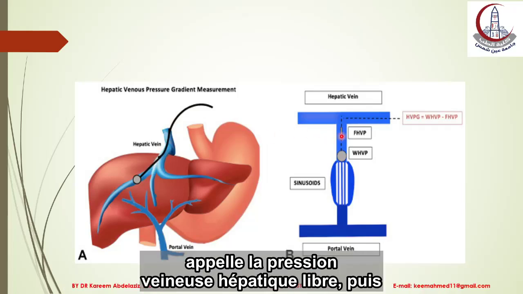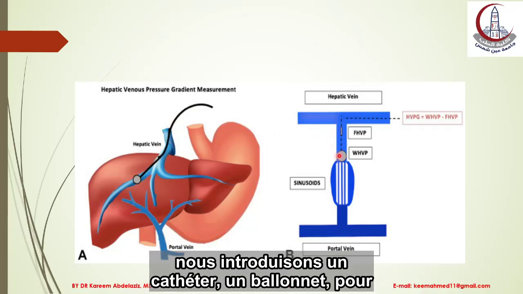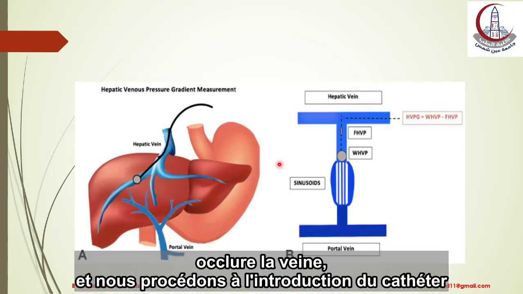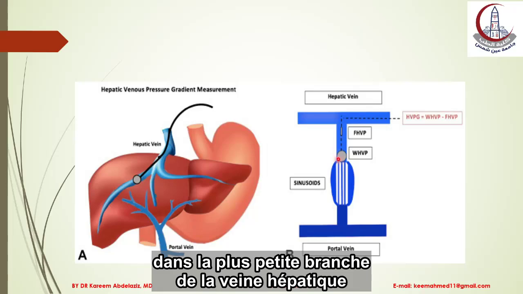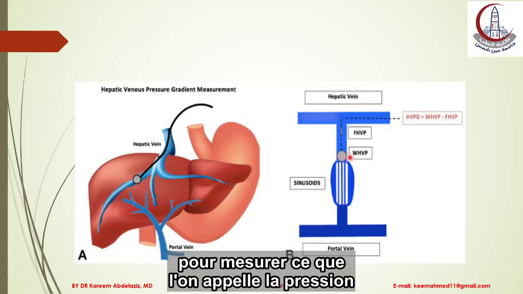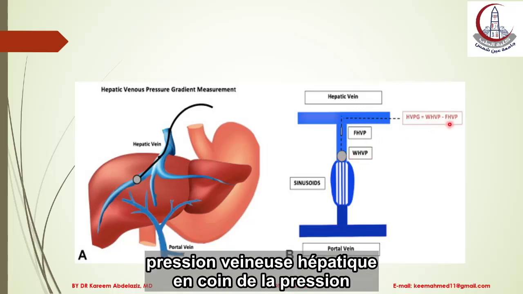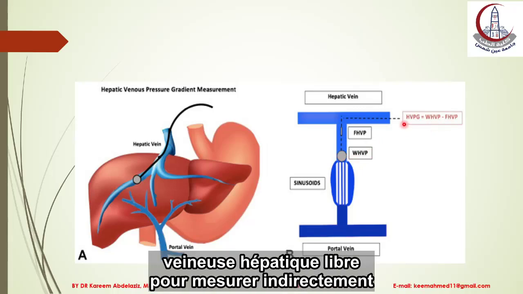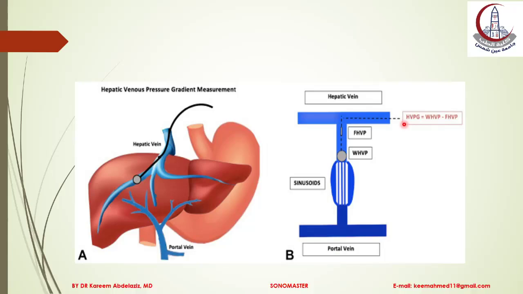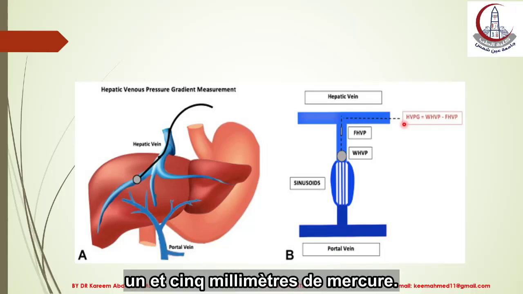And we measure what's known as free hepatic venous pressure, and then we introduce a balloon occluding the vein and proceed our catheter into the smallest branch of the hepatic vein to measure what's known as wedge hepatic venous pressure, and we subtract wedge hepatic venous pressure from the free hepatic venous pressure to measure indirectly what's known as the hepatic venous pressure gradient. It should always be between 1 to 5 millimeters of mercury.